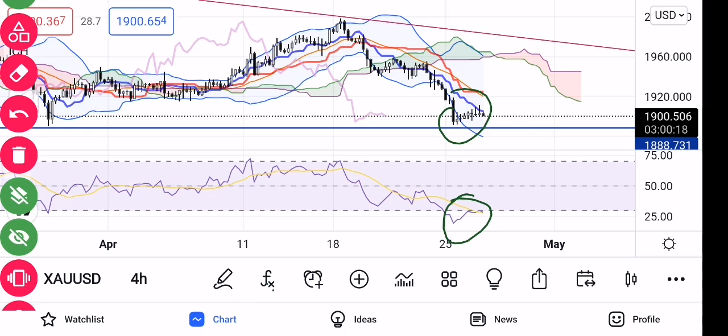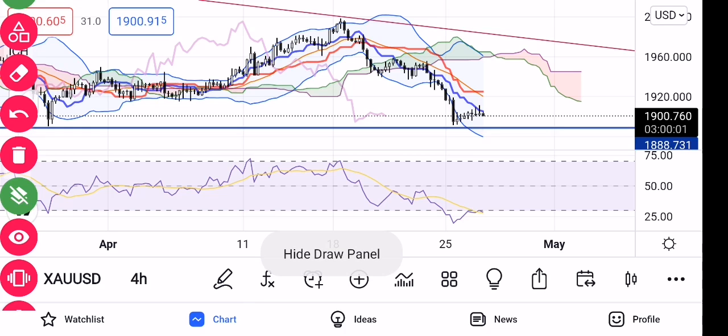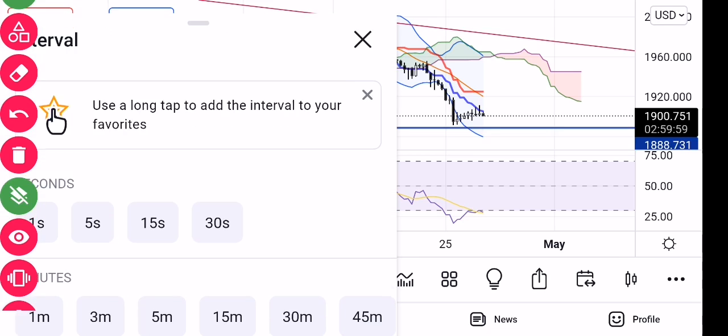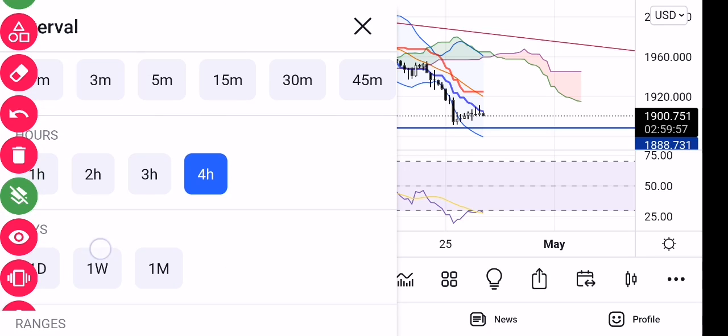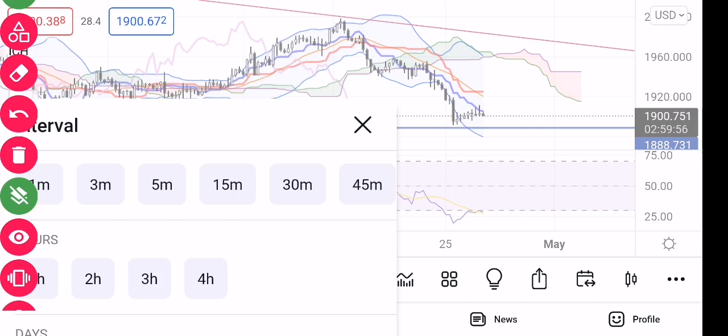So what are we looking at? We are looking at the possibility that this fact that we are under 30 would mean that we will see more drop in gold. Okay, so my prediction for gold is the following.